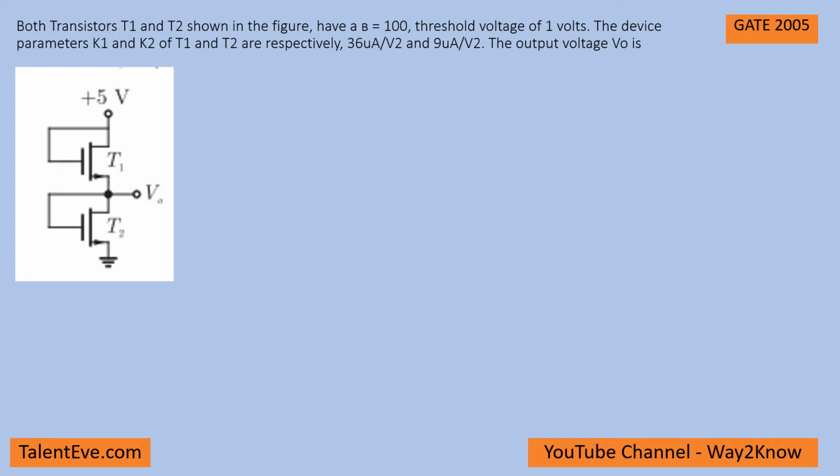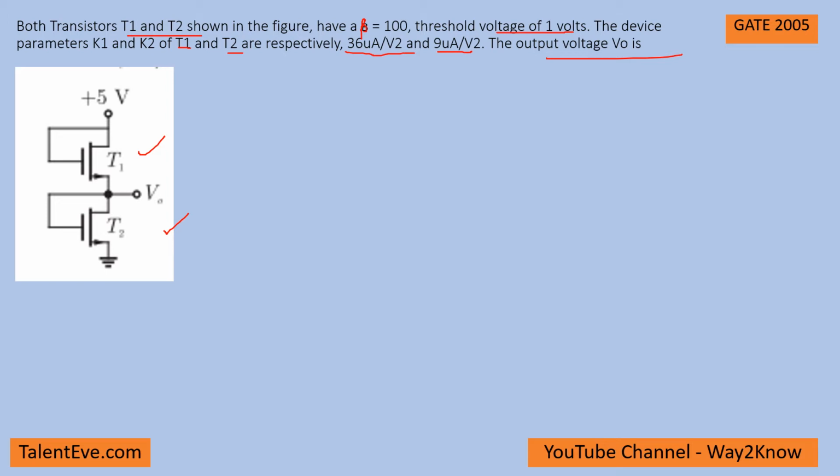Hello all, let us see how to solve this particular problem. So basically what is given here are two transistors T1 and T2, where each have a current gain of 100. This is nothing but the beta. The threshold voltage, beyond which the MOSFET starts conducting, is given as 1 volt, and the device parameters K1 and K2, the conductivity parameters, are given as 36 microamps per volt square for T1 and 9 microamps per volt square for T2. So now basically we have to calculate the V naught.